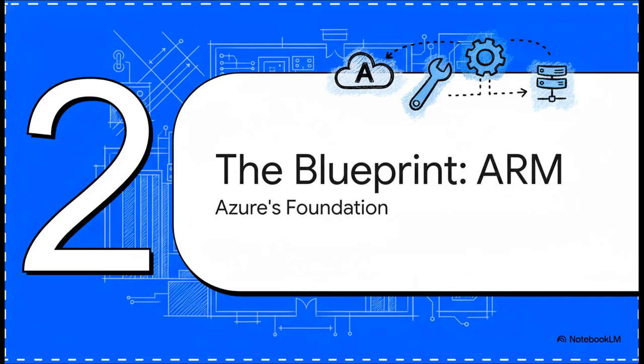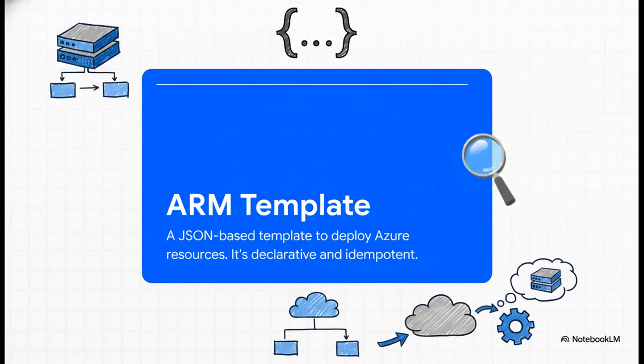So if infrastructure as code is the strategy, what's the actual blueprint we use in Azure? Well, the foundation, the bedrock of all of this, is something called an ARM template. I want you to think of it like the super detailed official engineering schematic for your entire cloud setup. So, what is an ARM template? At its core, it's a file written in JSON, and you use it to declaratively define your stuff.